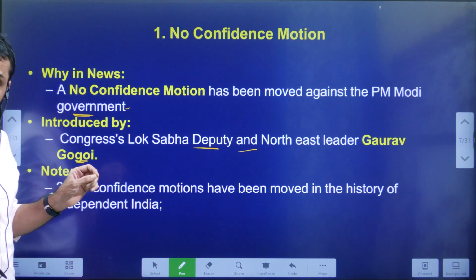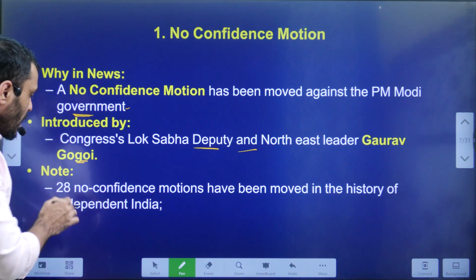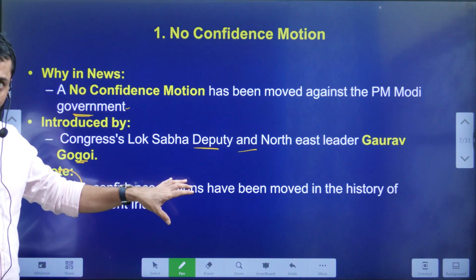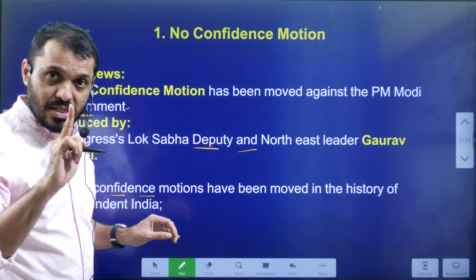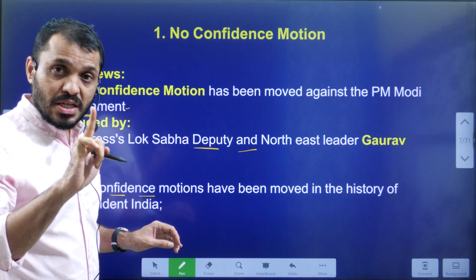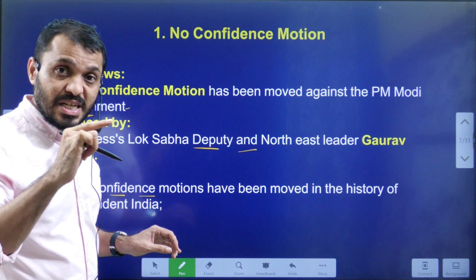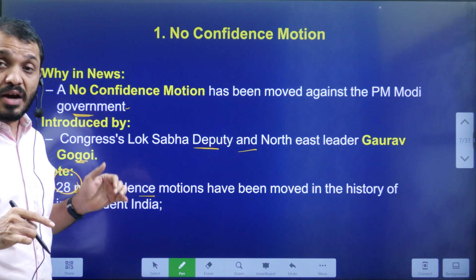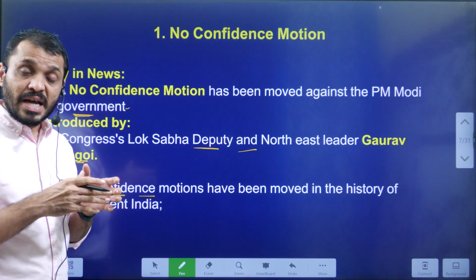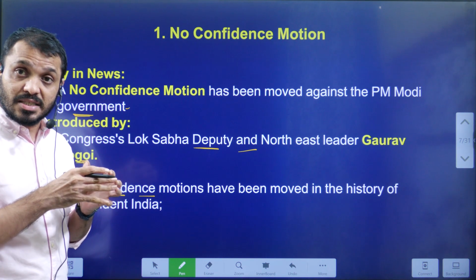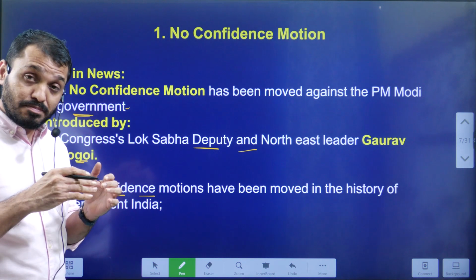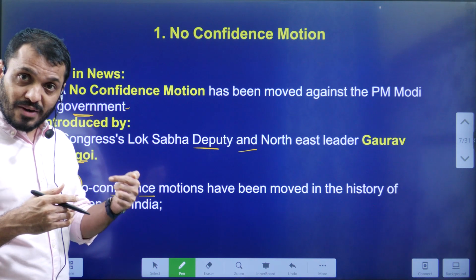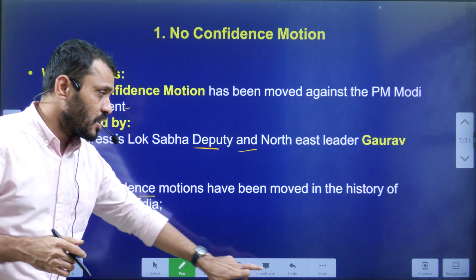So far in the Indian parliamentary system, around 28 times a no confidence motion has been introduced. Out of these 28 times, only once, during the time of Morarji Desai, was the no confidence motion able to dislodge the government. That means the government resigned due to a no confidence motion. Of course, VP Singh, HD Deve Gowda and Vajpayee resigned, but not due to a no confidence motion, but due to a vote of confidence. A vote of confidence is different from a no confidence motion. So let me explain the concepts to you.